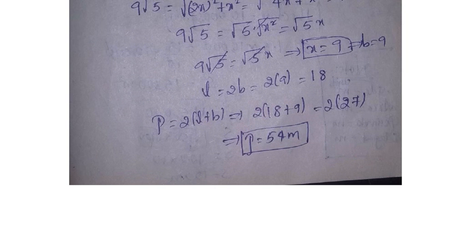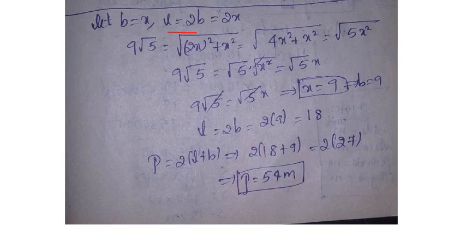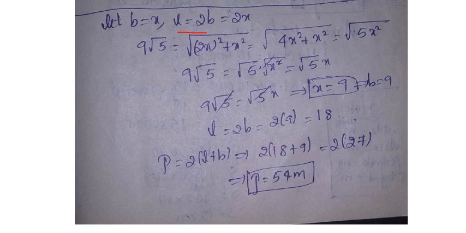Now see friends, they gave length equal to twice the breadth. So L equal to 2B. First, if I assume this breadth as x, what will happen? Length equal to 2 into b, that is 2 into x, so L equal to 2x.